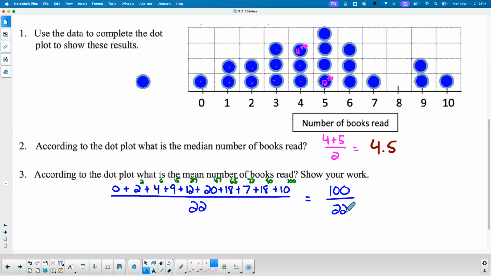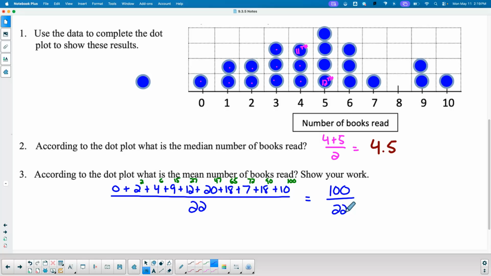Fraction or decimal for this one? Fraction? Fraction or decimal? Okay. Okay. So because we did a decimal for the median, right? Evan, what are you thinking?